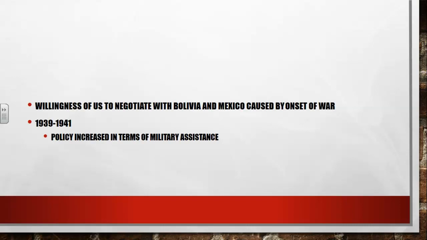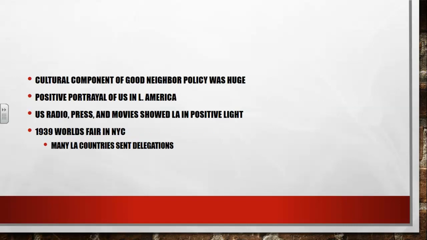Between 1939 and 1941, the Good Neighbor Policy is going to increase, particularly in terms of military assistance. This is going to be important. They realize that war is on the brink. Okay, in 1939, we've got the start of World War II in Europe. The United States is not going to get involved. The only American country that gets involved at this point is Canada. But the military assistance is going to really, really ramp up at this time period.